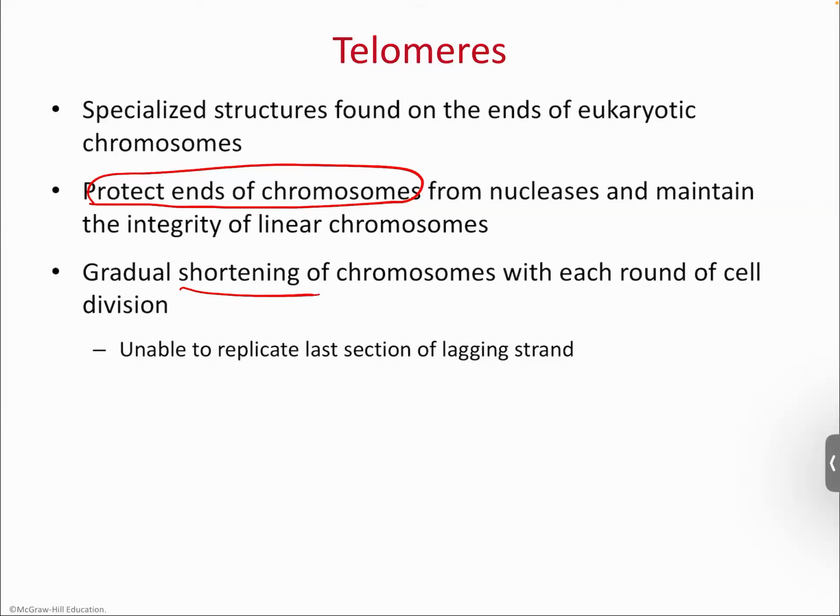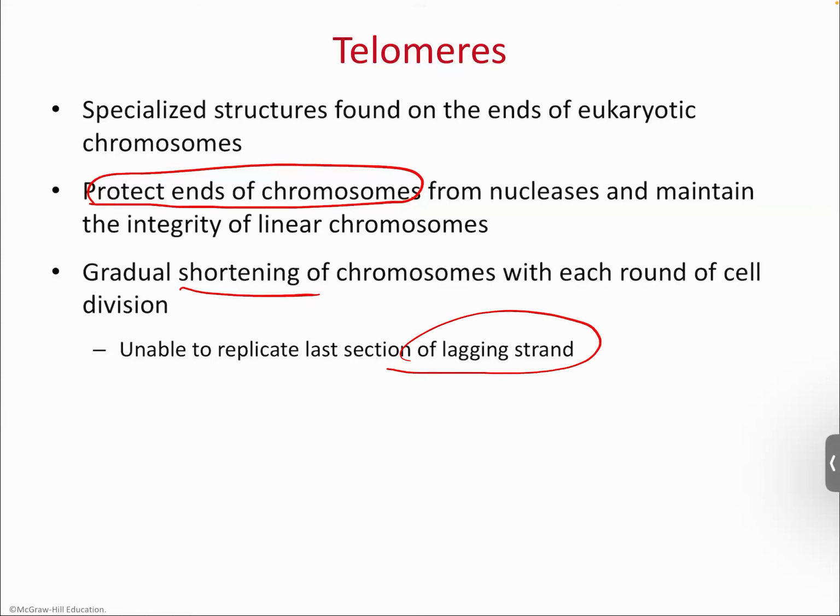And so if you didn't have telomeres on the ends of your chromosomes, your chromosomes would slowly get shorter and shorter and shorter. And eventually you'd start chewing up actual genes that you need. And that would obviously create a genetic train wreck for you. The reason why they shorten is because of the lagging strand.